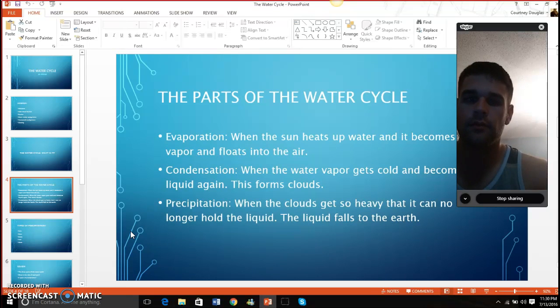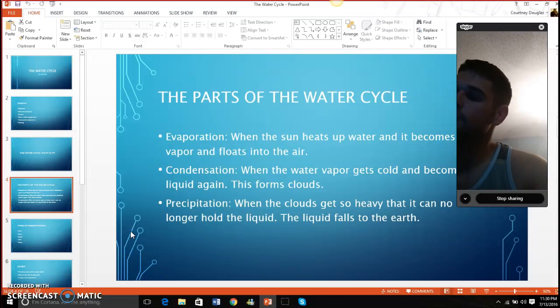So there are different parts of the water cycle. Do you remember any of them from the video? Yeah. There was evaporation, condensation, and precipitation. Very good. Can you tell me what evaporation is or what you think it is?